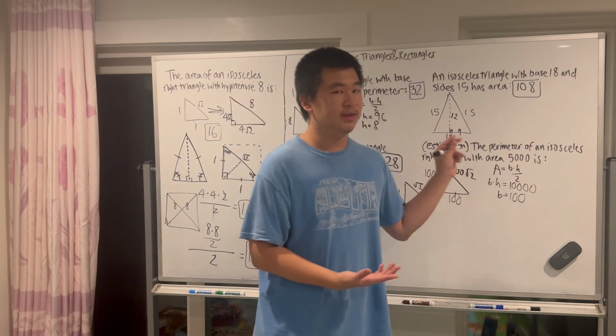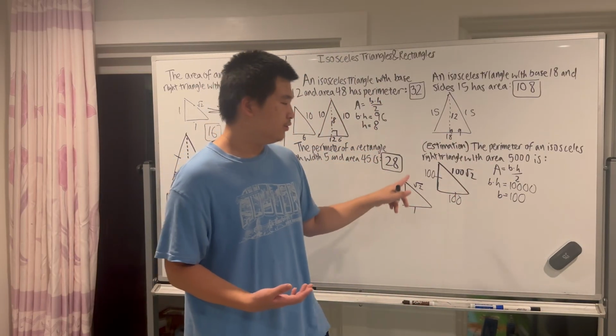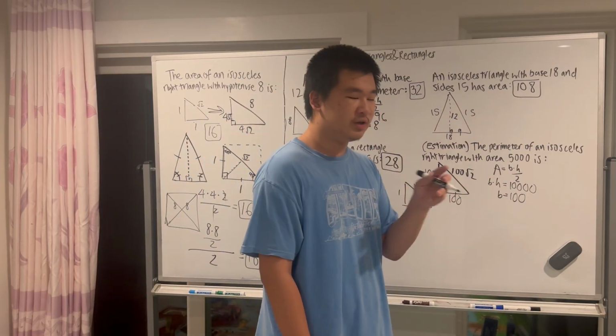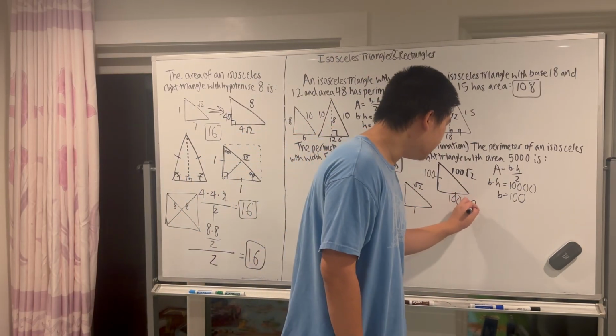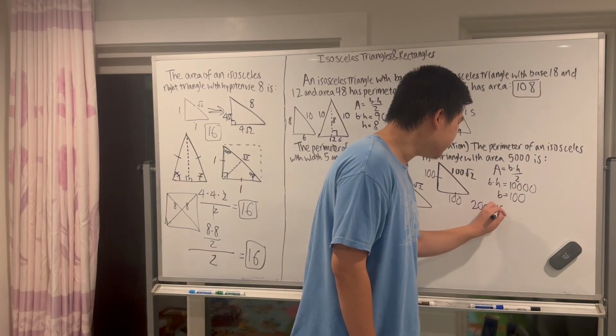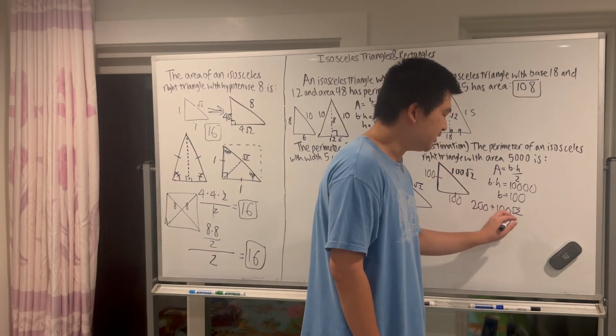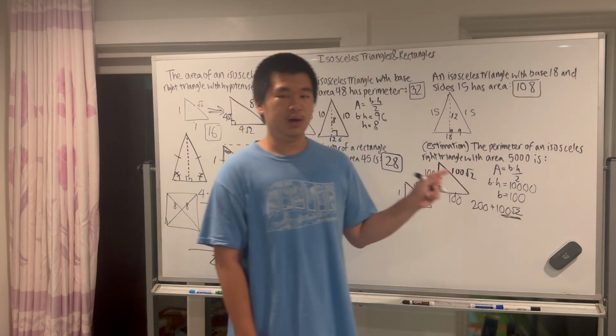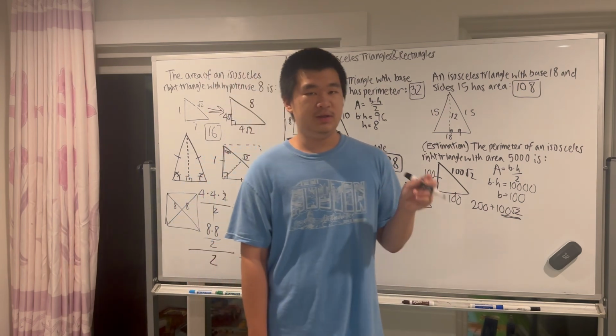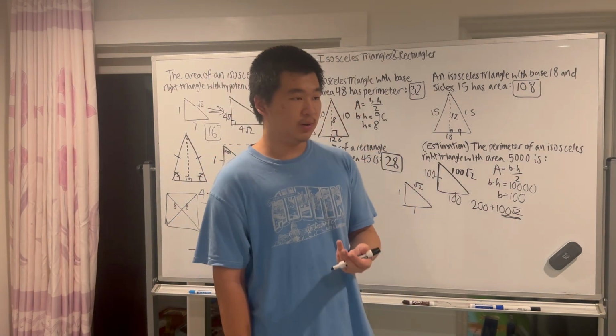So now we can find the perimeter. Now the perimeter is going to be 100 plus 100 plus 100 times the square root of 2, which is 200 plus 100 square root of 2, but you can't write this because sadly they will not accept a 100 square root of 2. So you have to know the decimal approximation of the square root of 2.